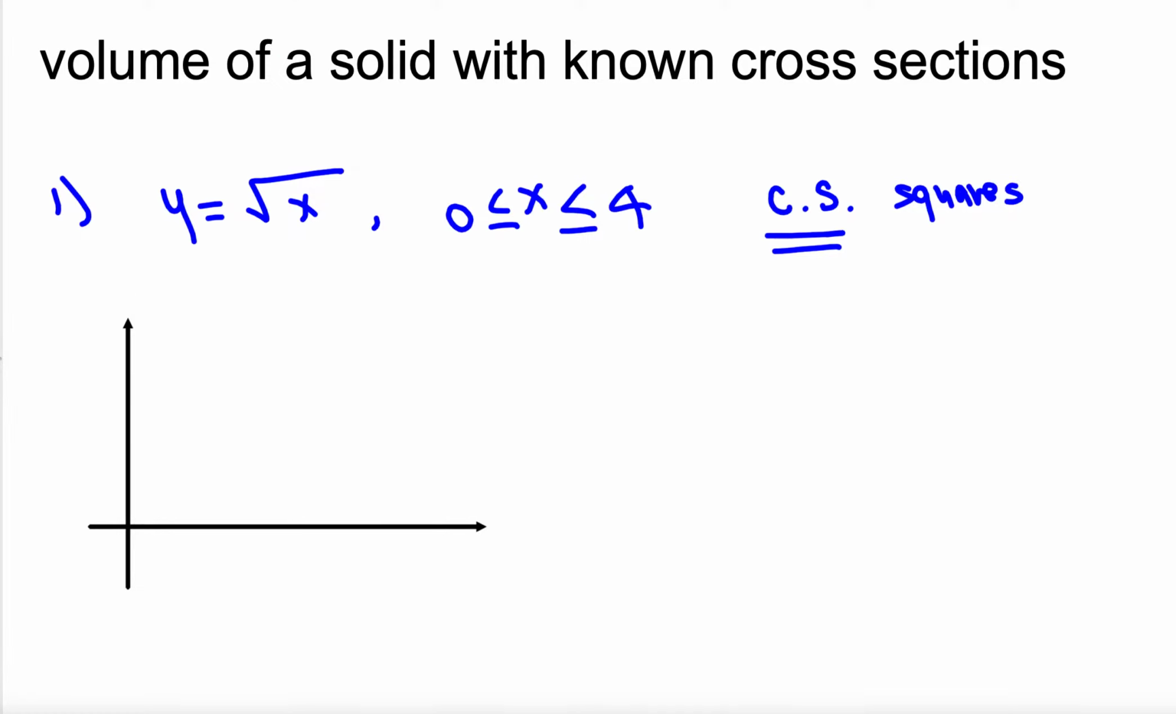And then here our graph would look something like this. Now imagine this is 4. Now what we're looking at is, if the cross section is a square, then we have parallel squares perpendicular to the x-axis. That's what we're assuming. I forgot to mention that. Perpendicular to the x-axis.